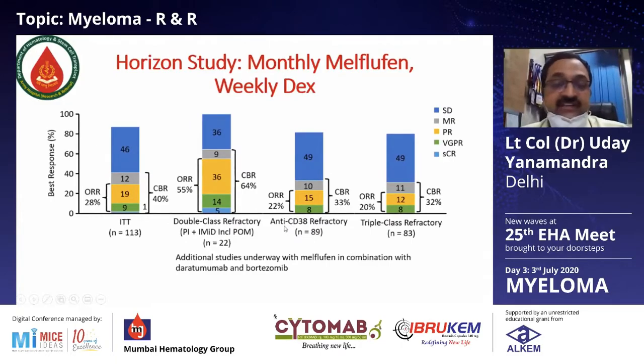Now, this is the Horizon study which was presented by Matthias, and they have shown an overall response rate in an intention to treat population of 28%, and in double class refractory, 55% overall response rate, and in those patients who are refractory to anti-CD38, that is daratumumab, a 22% overall response rate, and in triple class refractory, 20% overall response rate. So this is another drug which might come up in the future, particularly for those patients who are refractory to daratumumab and to bortezomib.